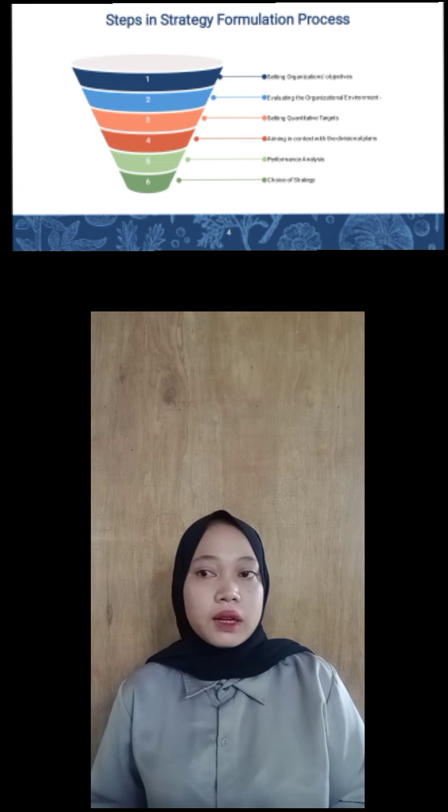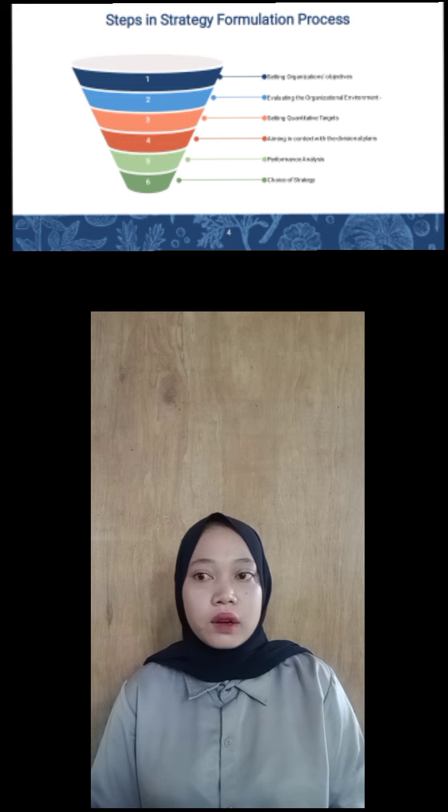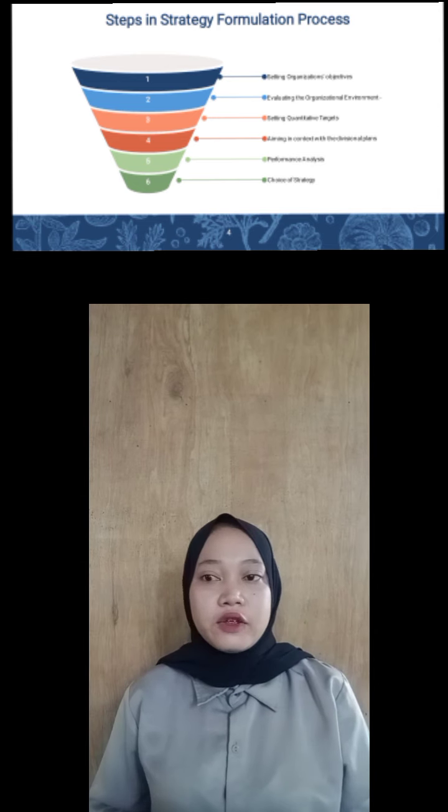Fifth, performance analysis. Performance analysis includes discovering and analyzing the gap between the planned and desired performance. A critical evaluation of the organization's past performance, present condition, and the desired future condition must be done by the organization. Okay, the last, choice of strategy.